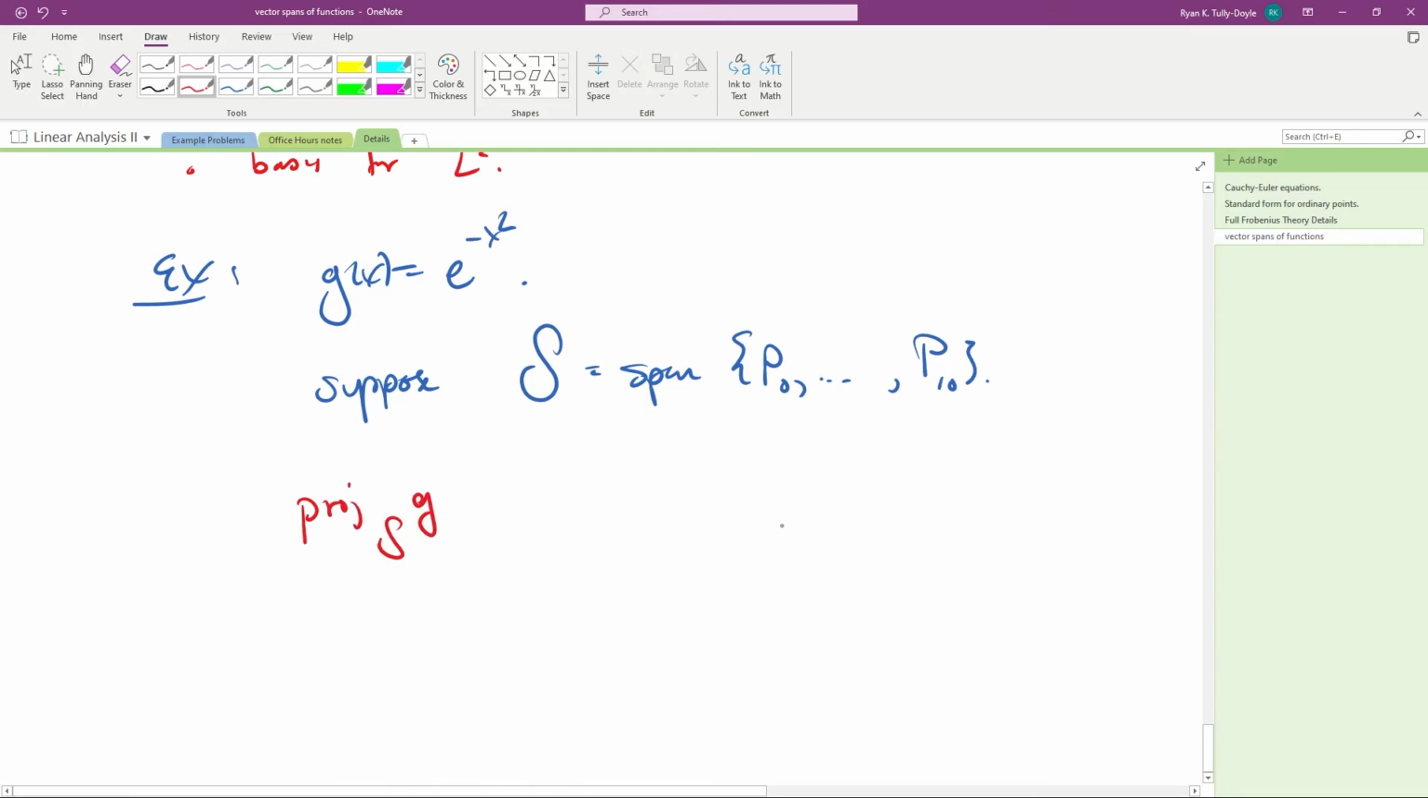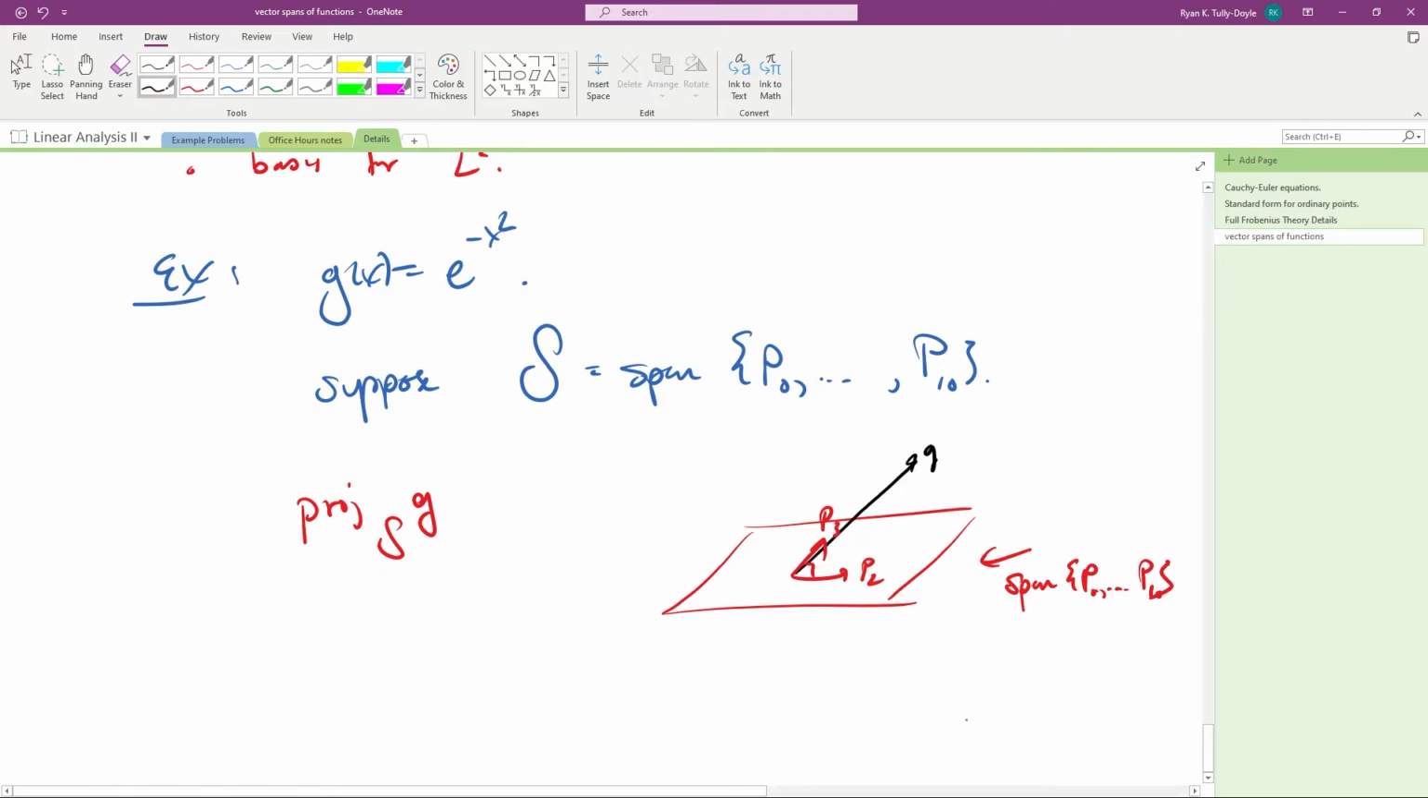The picture that I want you to have in mind here is just the same as before. This plane right here you can think of as being the span of P0 through P10. And living inside it are these vectors that are orthogonal to each other. So if this is P2 and this is P3, they're orthogonal. And if I had some function g and I wanted to project it down onto the plane, the vector that I would get here is just the projection of g onto S.